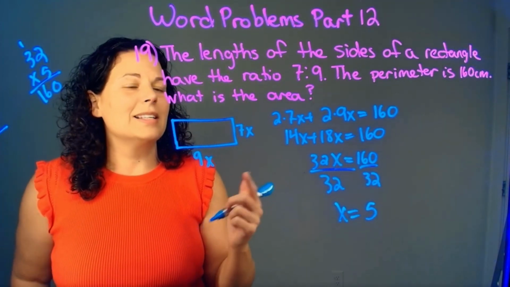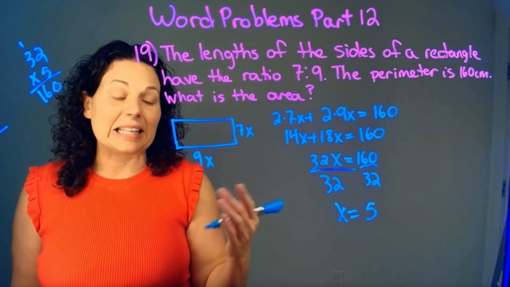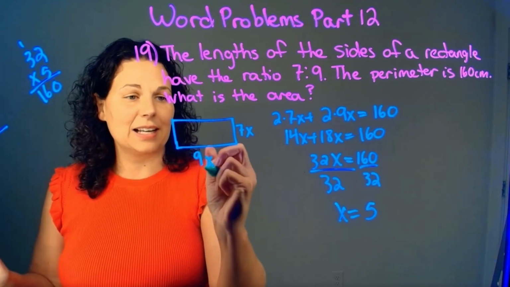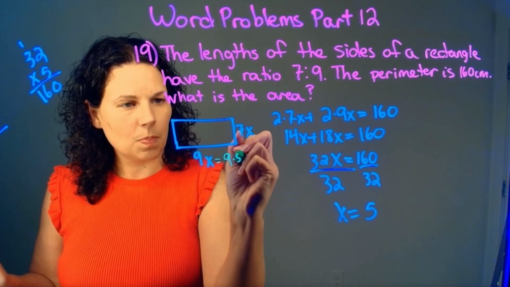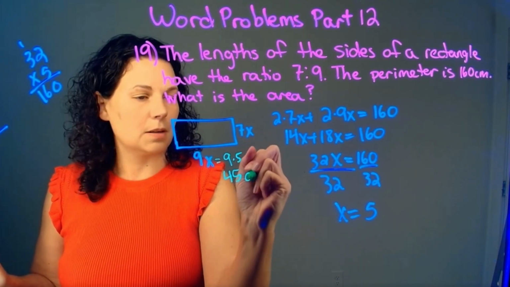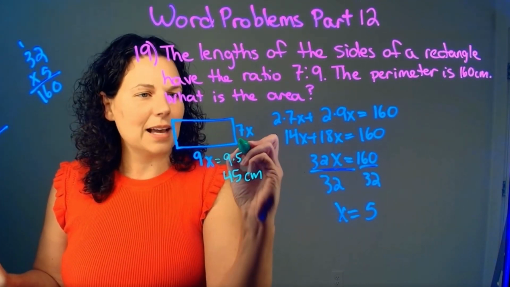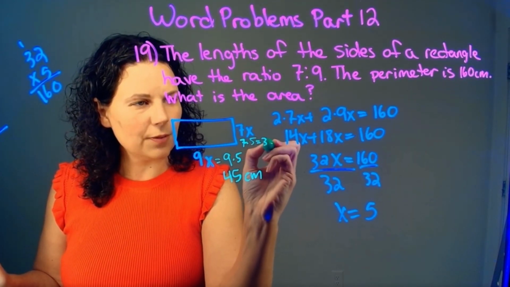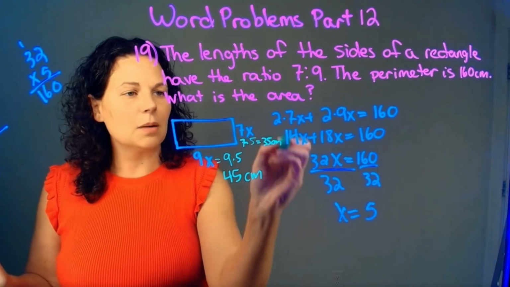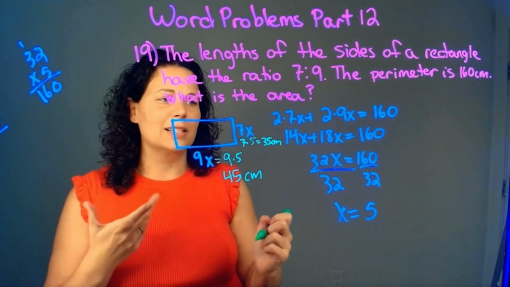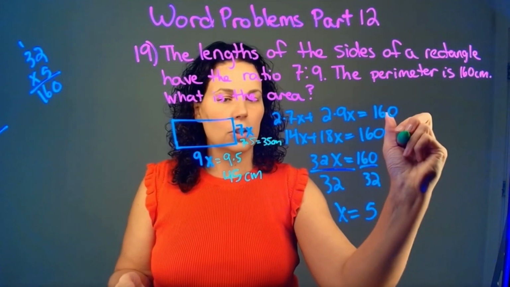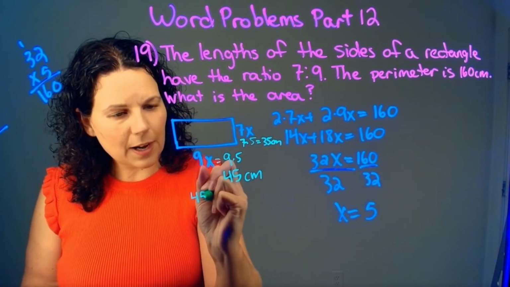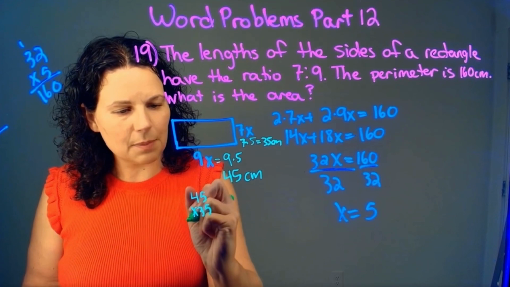It wants to know what is the area. Okay, area is length times width. So let's find my length and width. 9x is 9 times 5. So that's 45 centimeters. Don't forget your units. 7 times 5 is going to give me 35 centimeters. So we need to multiply these two numbers together. And they're not tiny, but we can do this. 45 times 35 to get my area.